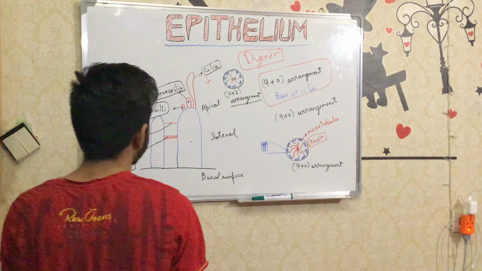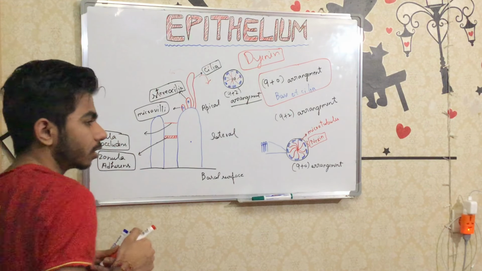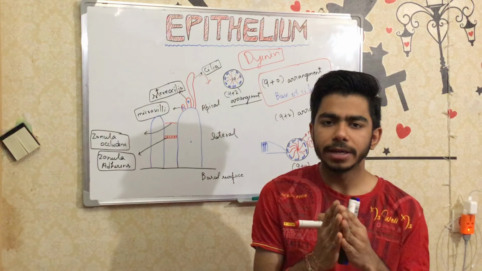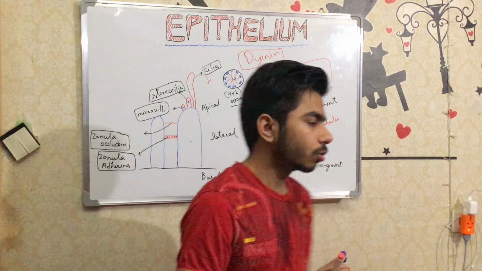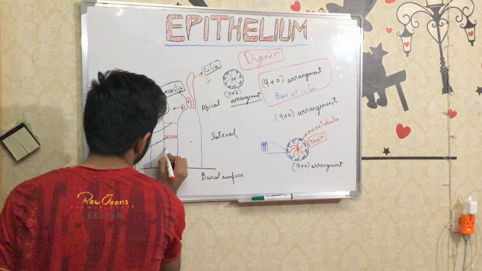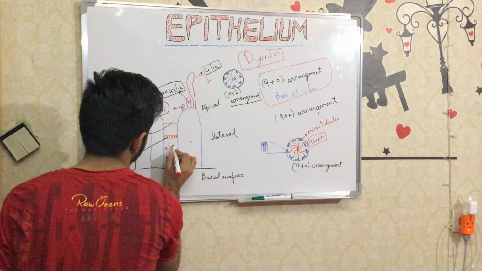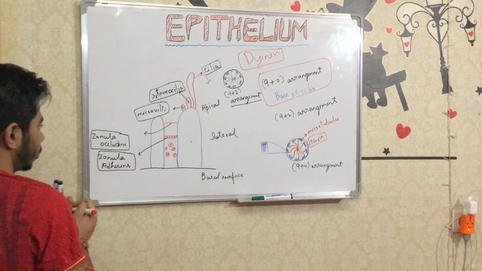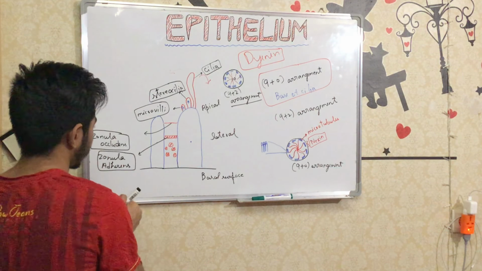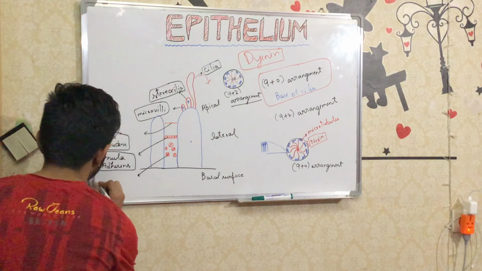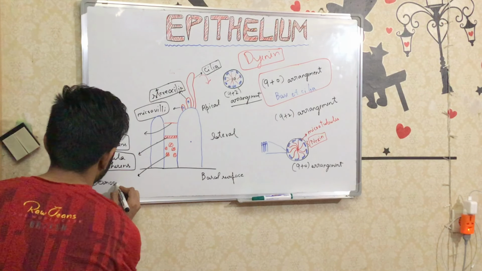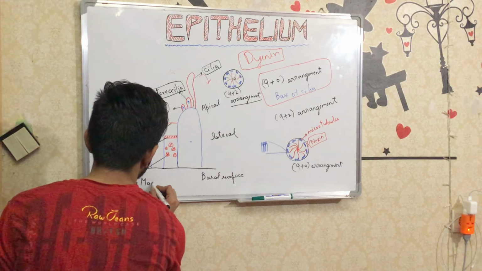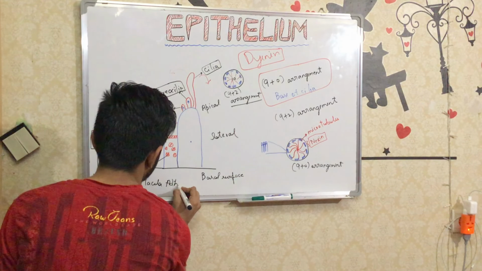Okay. Also, there are some other structures, like you have heard about the desmosomes. They help in binding of the cells to each other. So desmosomes are also present over here, which also helps them. Desmosomes are also called macula adherens.